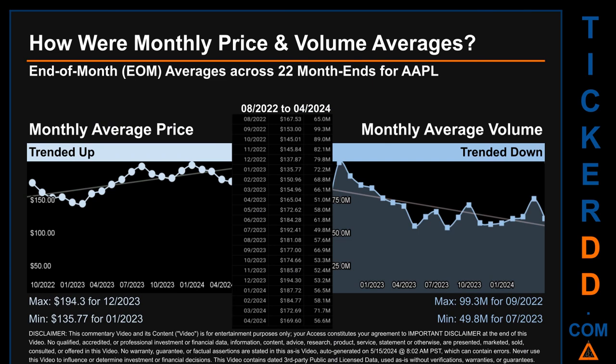How were price and volume averages for AAPL? Across 447 trading days, there were a total of 22 month ends, of which monthly averages for daily price and volume were calculated. Overall, monthly price average trended up while monthly volume average trended down. The maximum end-of-month average price was $194.30 for 12/2023, while the minimum was $135.77 for 01/2023. Looking at volume, 09/2022 and 07/2023 respectively saw the highest and lowest monthly average volume at 99.3 million and 49.8 million.